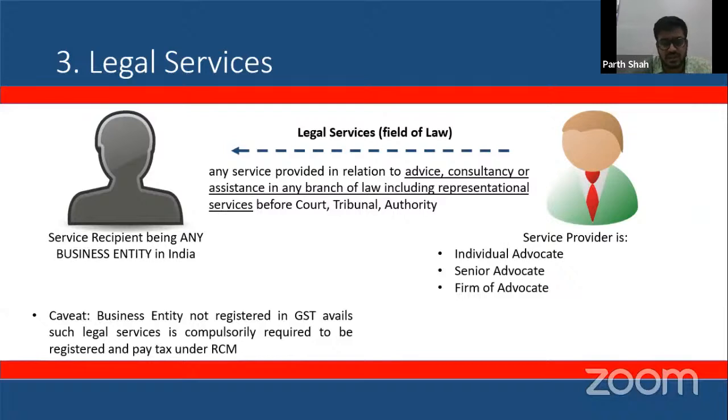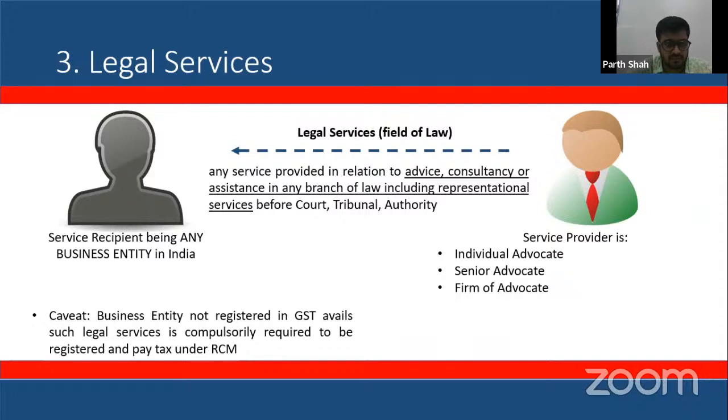If as a business entity I receive a service from an advocate regarding any field of law, then the law says that the recipient is required to pay tax under reverse charge. If I'm not registered, the government expects me to get registered under GST and pay tax on such services under the reverse charge mechanism. I hope this is clear.